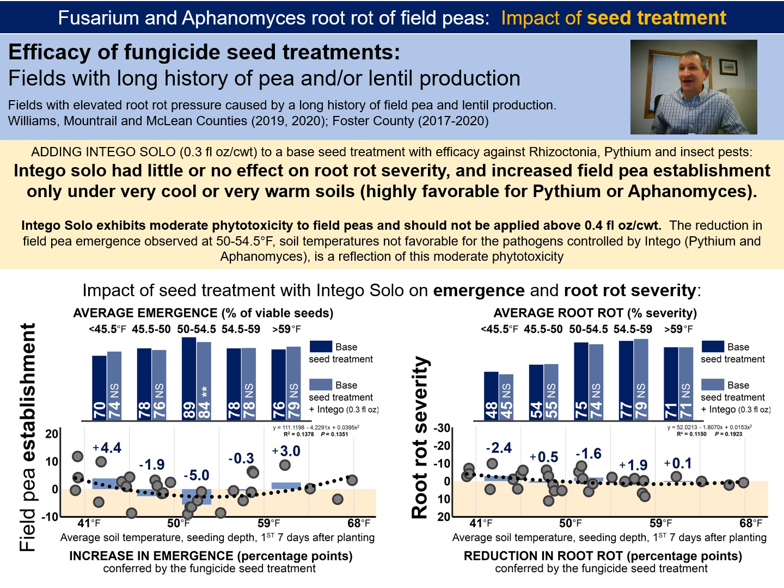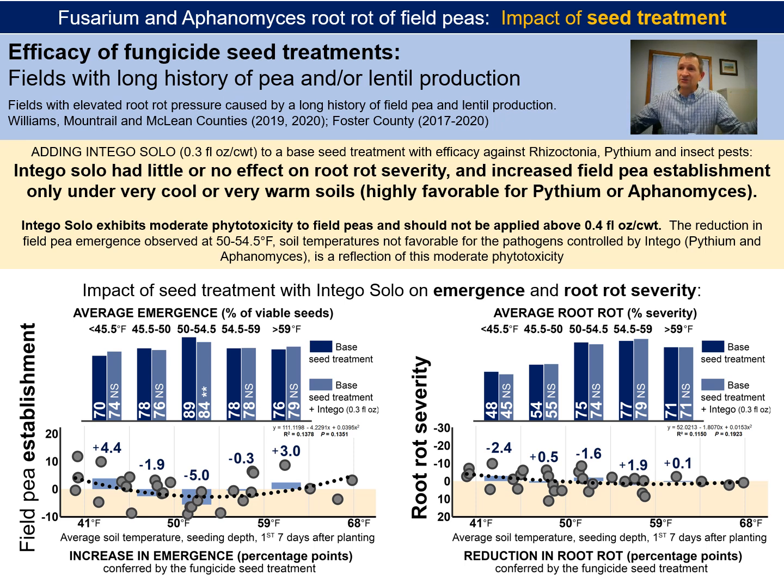Now, why do you see that? What did I say when we started this discussion about ethoboxam? I said that it is slightly phytotoxic at an application rate above 0.4 fluid ounces per hundredweight, applied as Intego Solo. Okay. Well, what we're seeing here is that it is apparently just a little bit phytotoxic even at the lower application rate too. Because if the Pythium and Phantomyces pressure is not high enough, like in those intermediate soil temperatures, you actually see that phytotox.